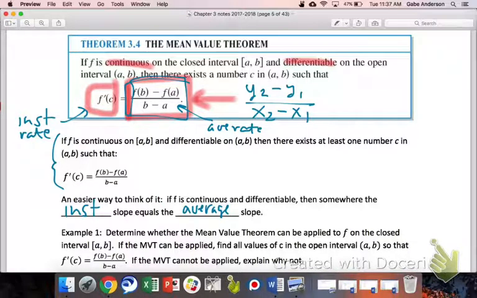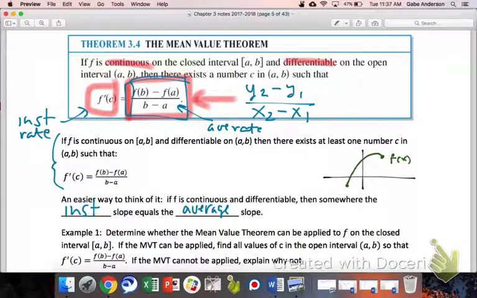Let me draw a little picture for you. I think I've got room. So if I've got some graph, and we're going to call this graph f of x, and this graph does something like this. Hang on, I want to do a little bit different. I'm going to go with that right there. So there's my graph of f of x. It's on a closed interval from a to b. I've put some endpoints there.